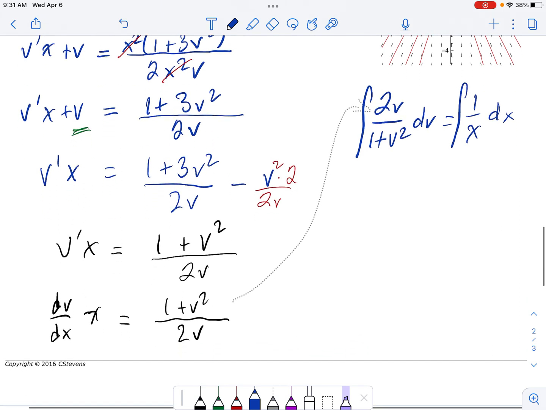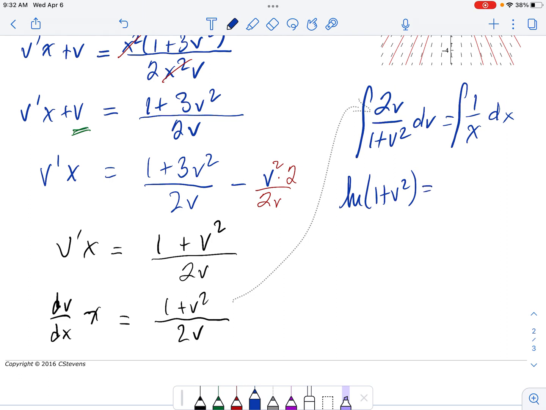On the left, using a little guess and check, I can see that this possibly could come from the natural log of 1 plus v squared. To check it, I know the derivative of the natural log of anything is 1 over that anything, so 1 over 1 plus v squared, which I have right here. And then the derivative of the inside is just 2v, which I have right up here. So we do have the antiderivative of the left-hand side.